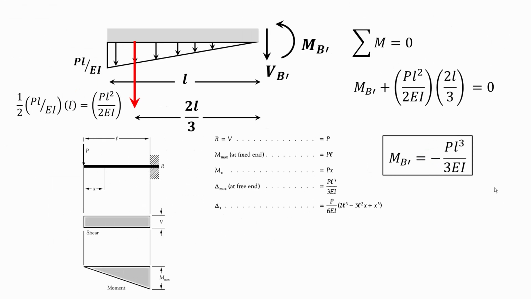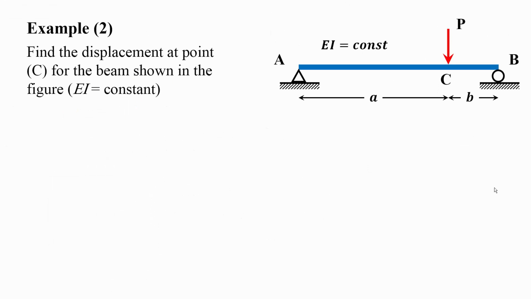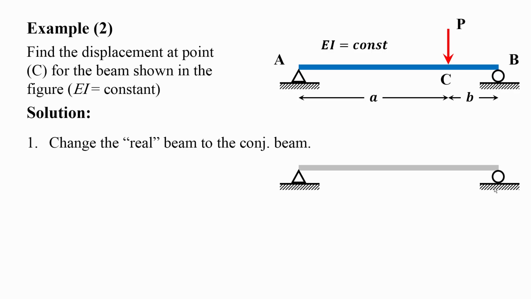Now let's jump into the second example. I have a simply supported beam with a point load P acting at point C, which is a distance B from the right and distance A from the left, and again I have EI as a constant, and I'm asked to find the displacement at point C, meaning the displacement under the point load. Again, follow these steps: change the real beam into a conjugate beam.